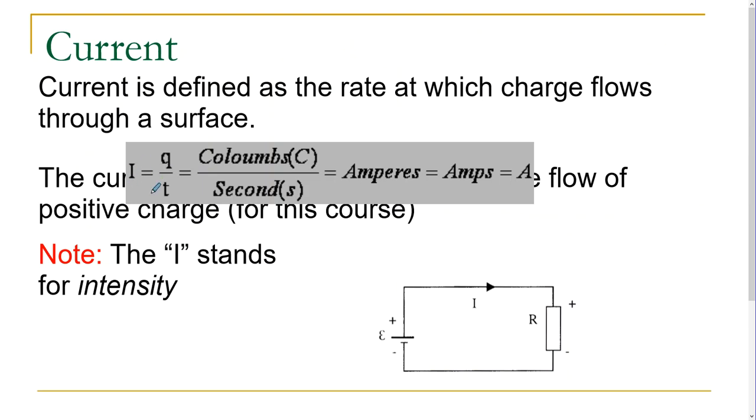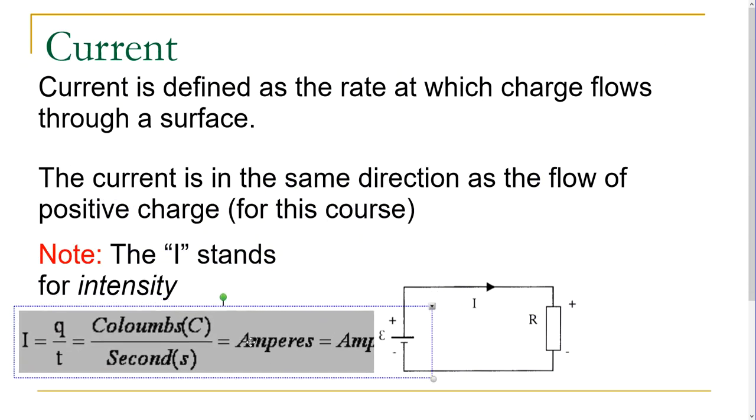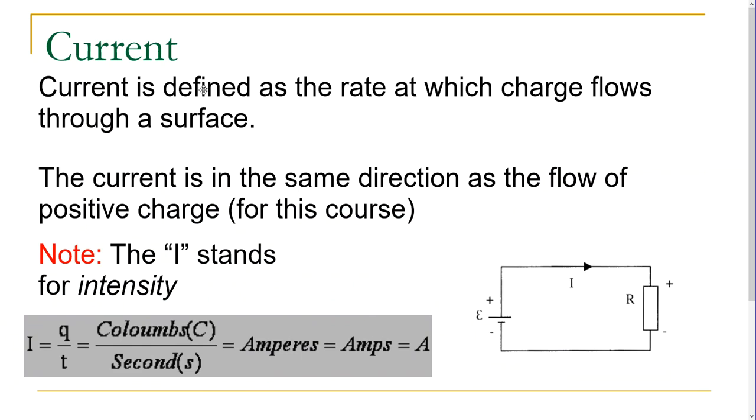Now, it looks like my slides didn't transfer over quite well, so I'm going to see if I can move those around just a little bit. I'm just going to bring this right on down here. And there we go. So current is the rate at which charges flow through a surface or through a wire. It is denoted as charge per time interval.